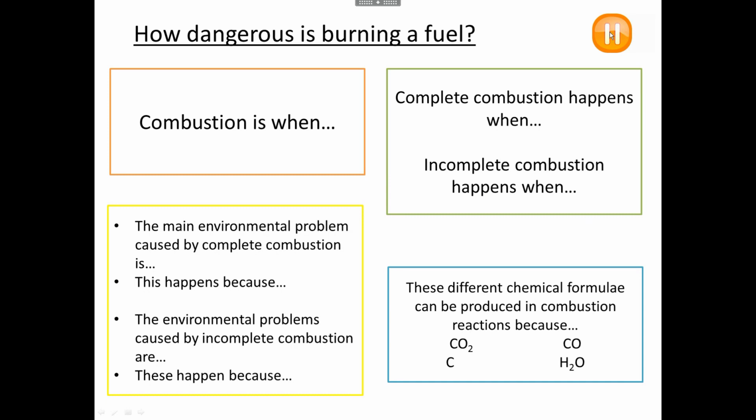Pause the video, take as long as you need to use these sentence starters to help you summarize the differences between complete and incomplete combustion. Pause it now.